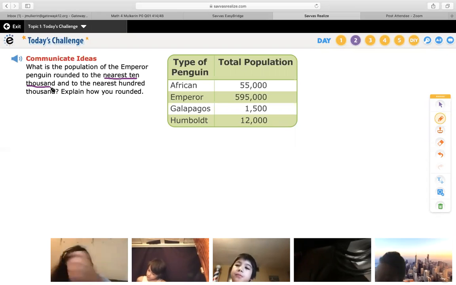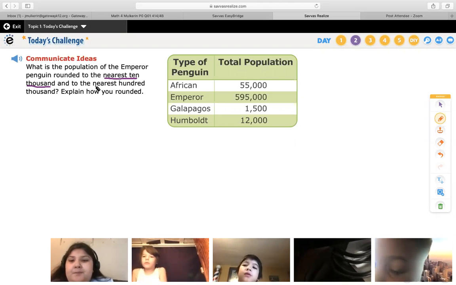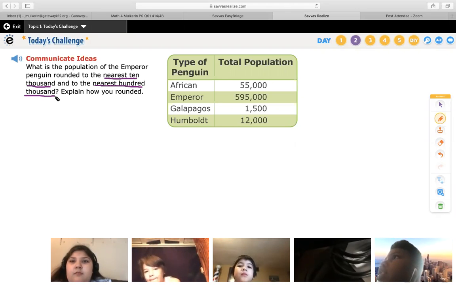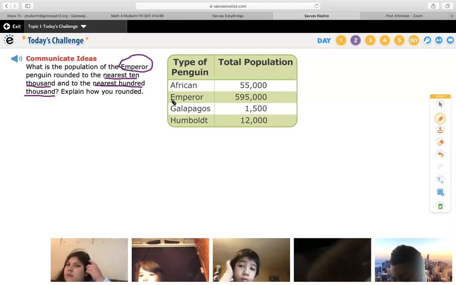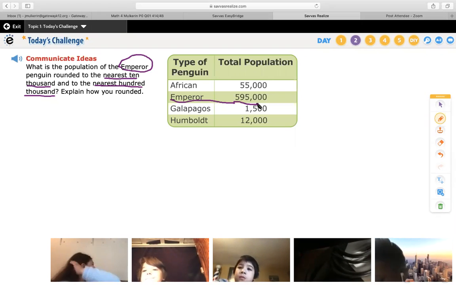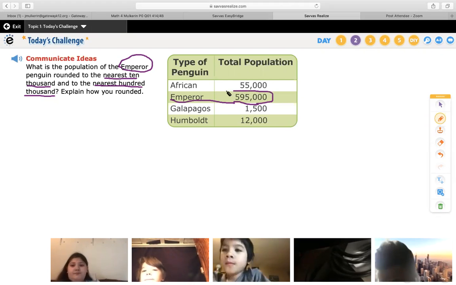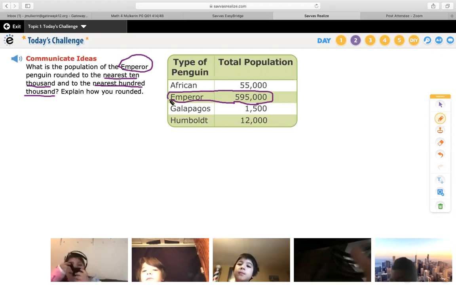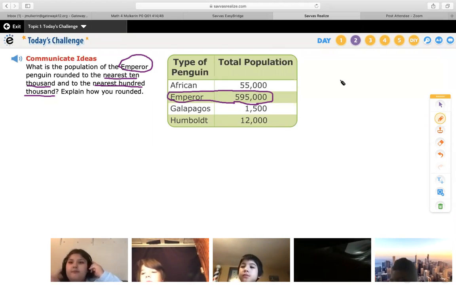I'm going to underline that. And the nearest 100,000. I'm going to underline that because those are the values I need to figure out. And I need to figure it out for the emperor penguin this time. So I'm going to go back to my chart and I'm going to circle. I'm going to go emperor penguin. I go the whole way across. Circle the number as well. There we go. All right.